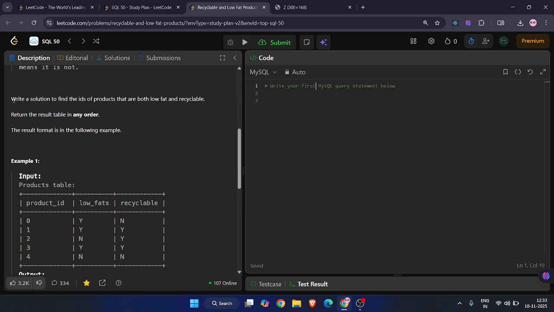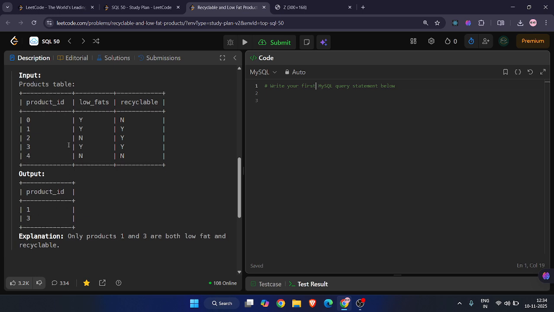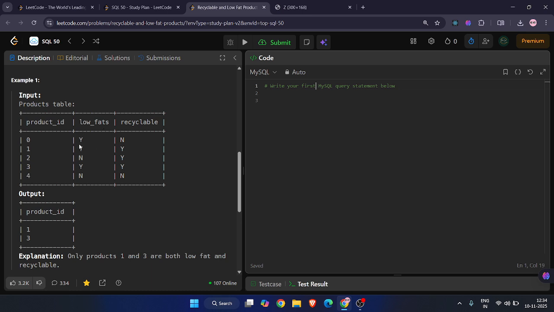So the question is: write a solution to find the IDs of the products that are both low fat and recyclable. And we have to return the result table in any order, so we don't have to sort this result. This is the input, and the output needed is 1 and 3. So we have to find low_fats Y as well as recyclable Y. We can see that for product_id 1, we have Y and Y for both attributes. Same for 3. So here is the output.